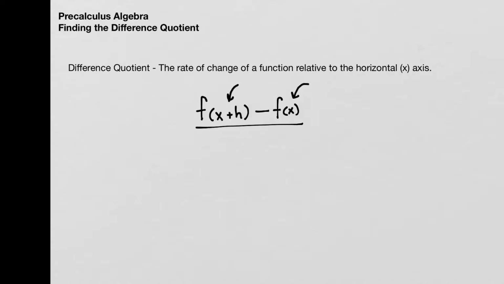And then in the denominator, we want to subtract the x values, and that's x plus h minus x. But as you see, that's just going to simplify to h. So that's where our formula comes from. Now let's take a look at a particular problem and see how to find the difference quotient.